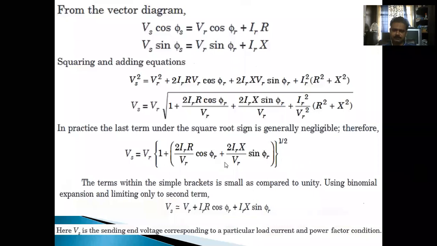Okay, phasor diagram, and from the phasor diagram, V sending end is equal to V receiving end plus this. Okay, next.